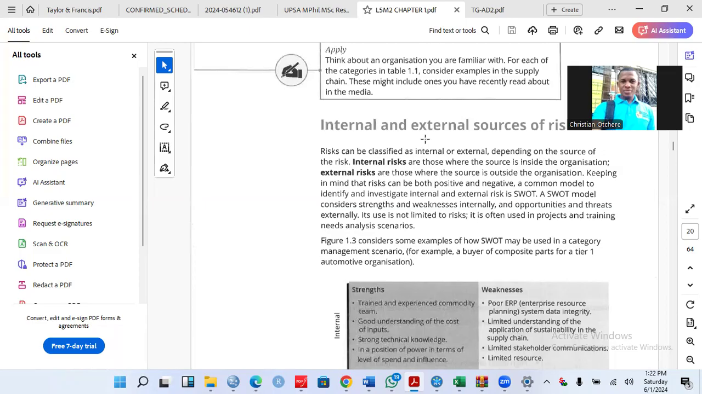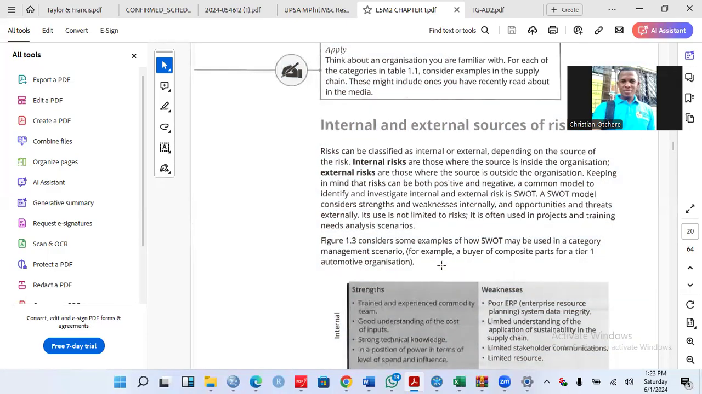You can also lose a high quality staff within the organization. If you lose a high quality staff due to an accident, maybe a workplace accident, it is also an internal risk. It's very important to understand all this.